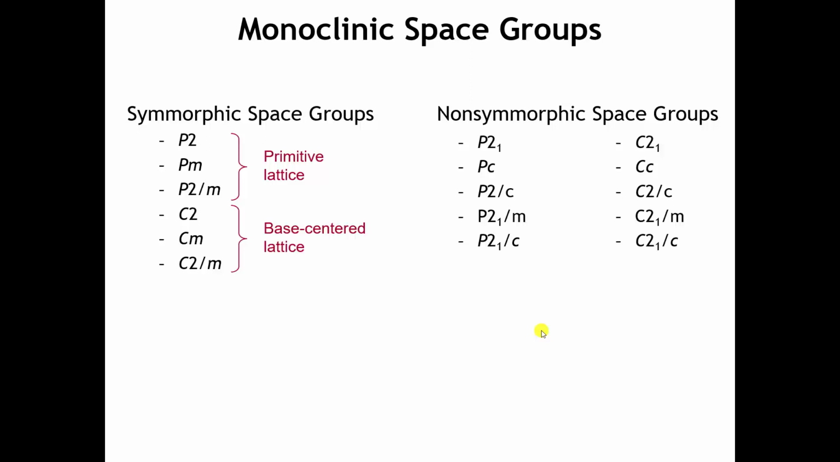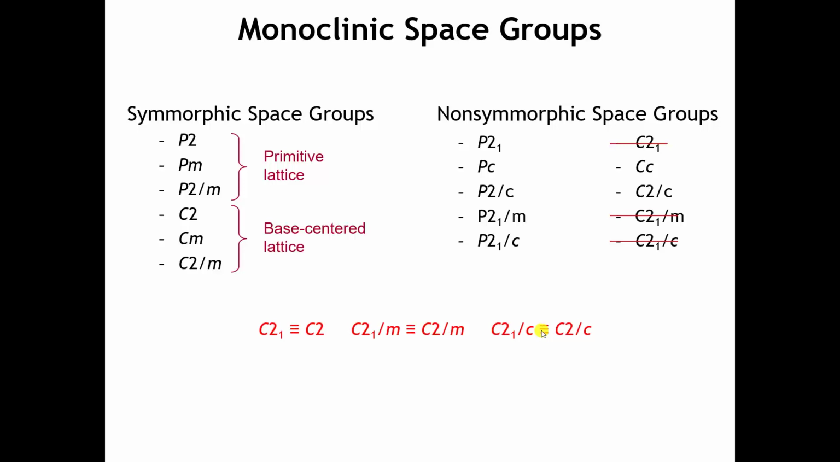Is that the complete list of monoclinic space groups? Well, almost, but not quite. Because if you go and look at the list of monoclinic space groups, there are 3 in our list of 16 here that you will not find. There is no C2 sub 1 monoclinic space group.